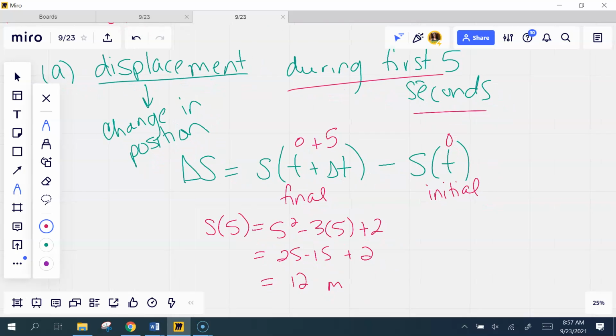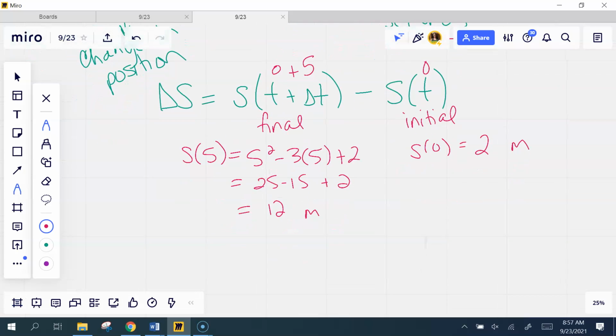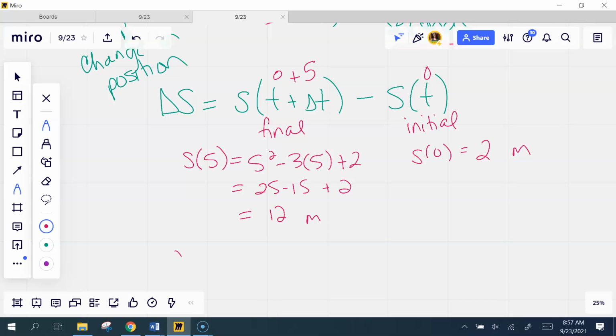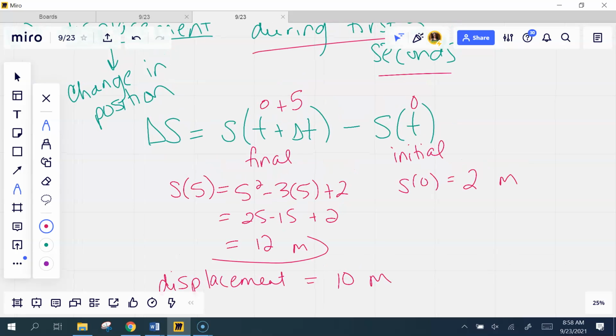S is just meters. And then S of 0 would be 2 meters. So what is the displacement? 10 meters. Remember, I'm looking at the change in position, how it changed. So my final position was at 12.